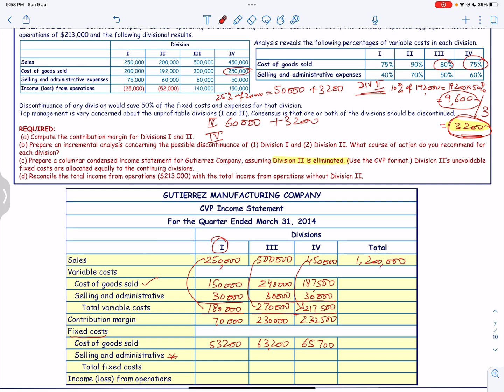You see, we have 25% of 250,000, that means 1/4. So 1/4 of 250,000: 4 6s are 24, 4 2s are 8, 62,500 plus 3,200, and that gives us 65,700. That is what we have over here.